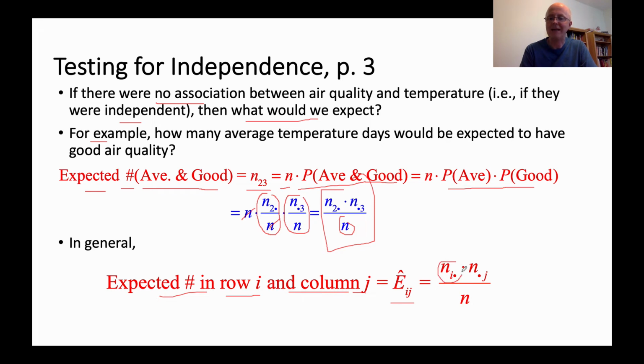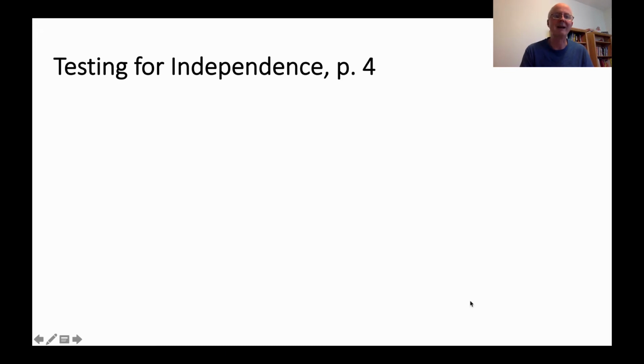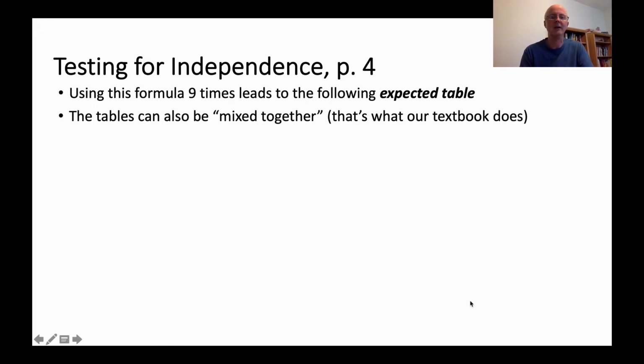n sub i dot is the row total for row i, it's the number over here on the right in row i, and n sub dot j is the column total for column j, it's down at the bottom. And n is the total sample size, that's in the bottom right corner. So what you want to do is compute these things, and in this case we're going to have 3 times 3, 9 computations like this to do to fill in a new table called the expected table right here.